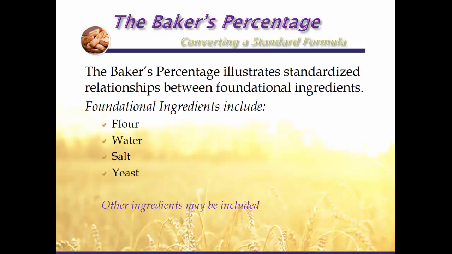The baker's percentages illustrate standardized relationships between foundational ingredients. These foundational ingredients include flour, water, salt, and yeast. Now, this isn't the only ingredients we use in baker's percentages. Of course, we have sugar and other types of ingredients, but they're all based on one particular item, and this is the flour for the most part.